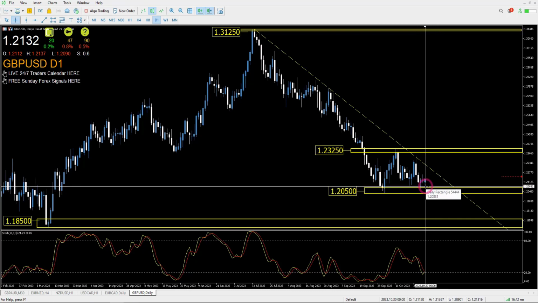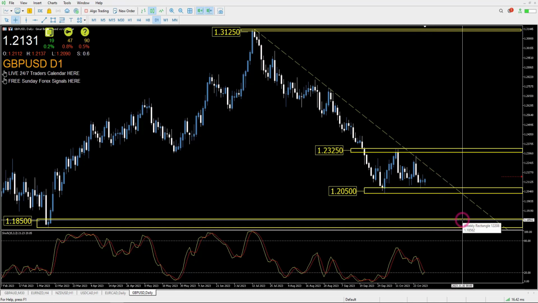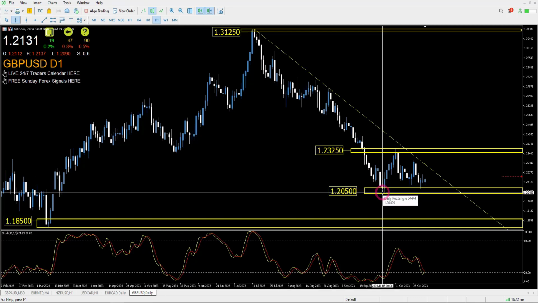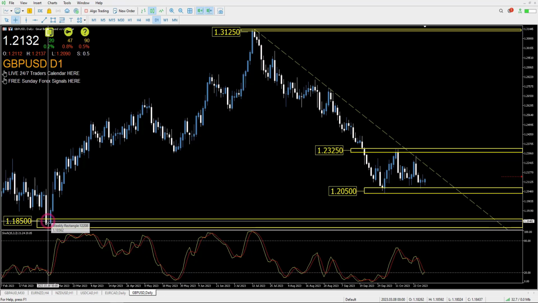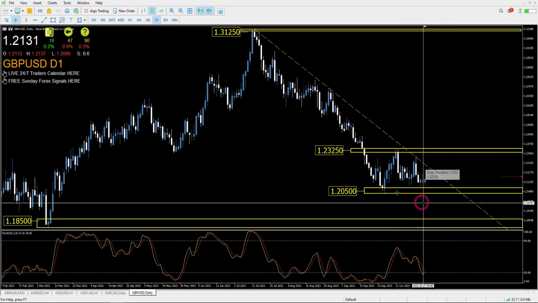So one or two things need to happen for us. We need the price to pull back a little bit, and then we can look for the short, or we wait for a breach of 1.2050, and then I'd be looking for price to come down towards these daily swing lows at 1.1850. That's what I kind of like.